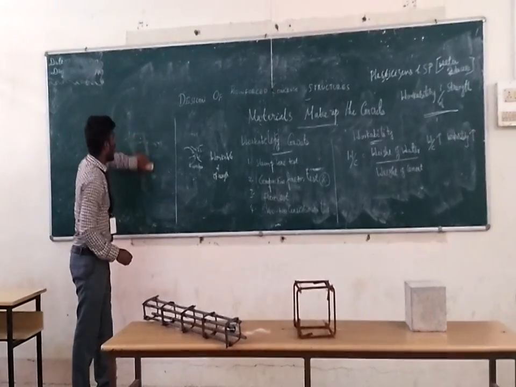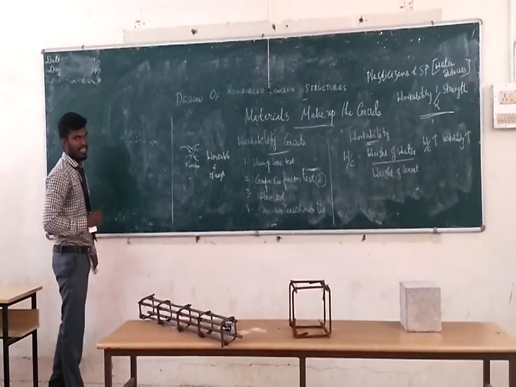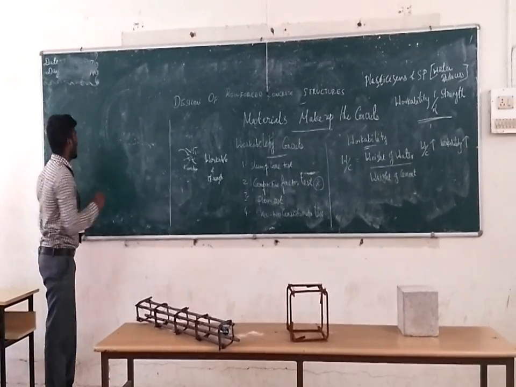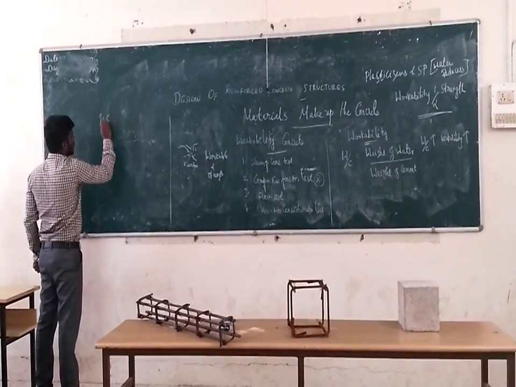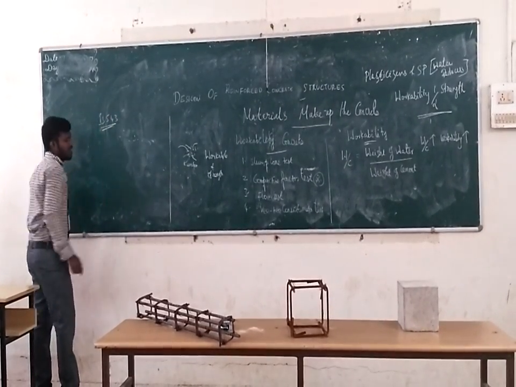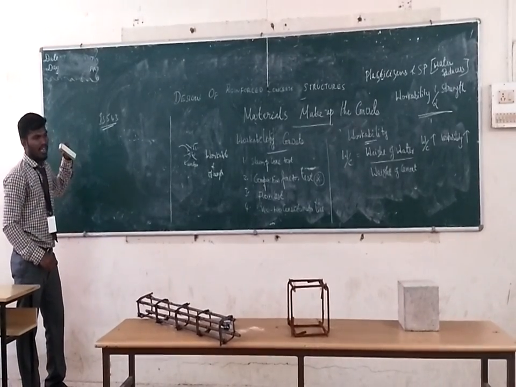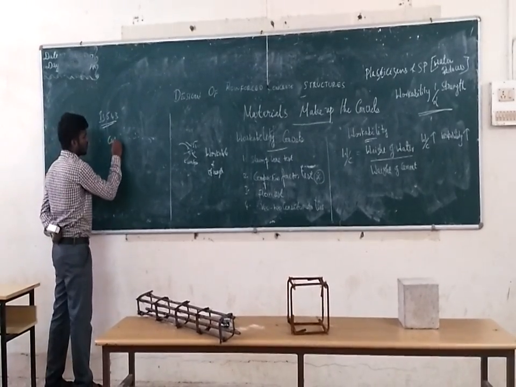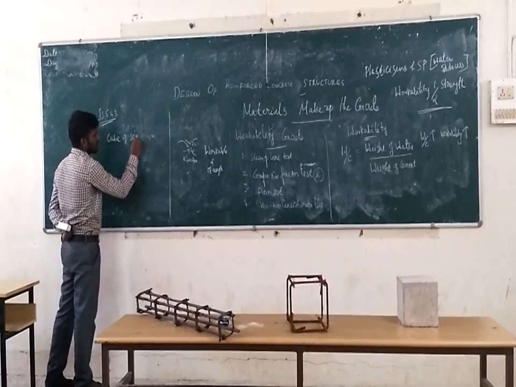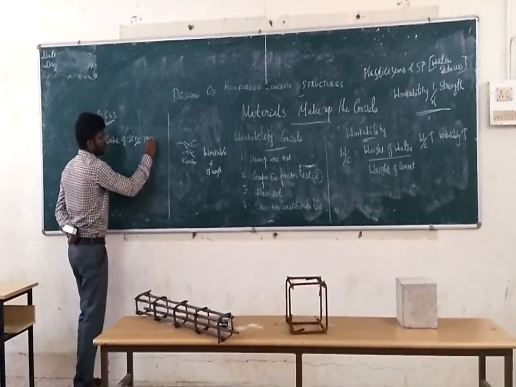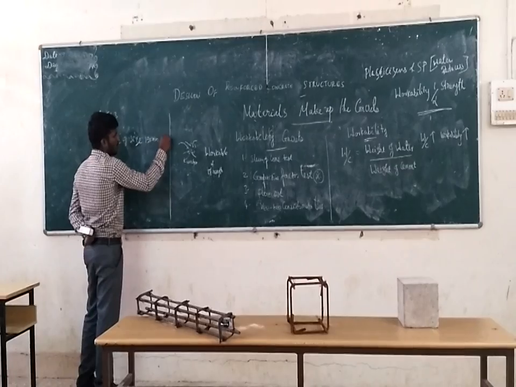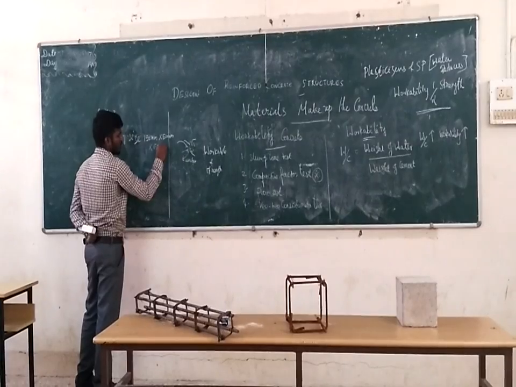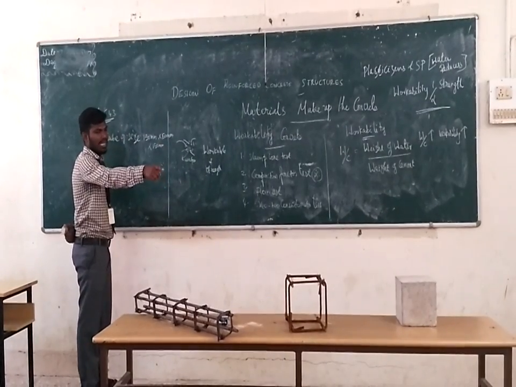Next, we are going to see how we determine the compressive strength of concrete. As per IS 516, the compressive strength of concrete is determined using a cube of size 150 mm by 150 mm by 150 mm. Here you can see the sample mold.